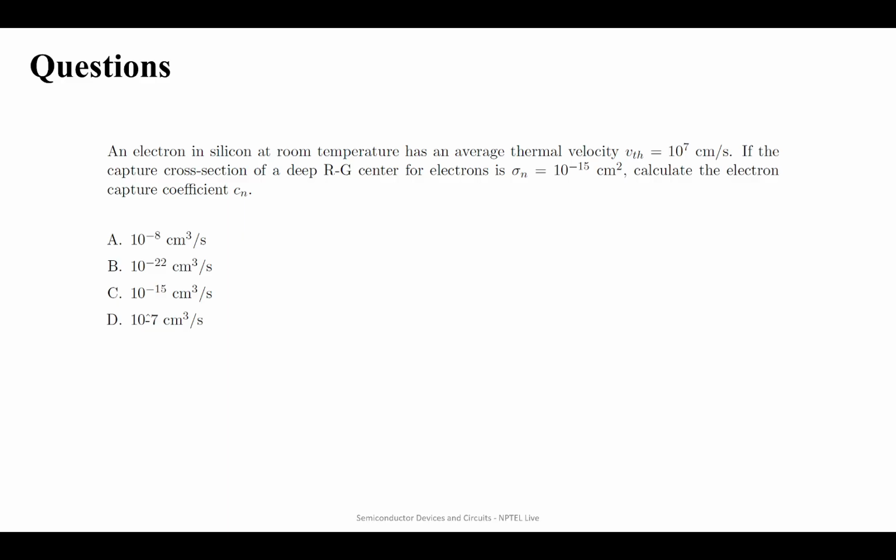An electron in a semiconductor at room temperature has an average thermal velocity V_th equals 10^7 centimeter per second. If the capture cross section of a deep RG center for electrons is sigma_n equals 10^-15 centimeter square, calculate the electron capture coefficient Cn. 10^-8 centimeter cube per second, 10^-22 centimeter cube per second, 10^-15 centimeter cube per second, 10^-7 centimeter cube per second.